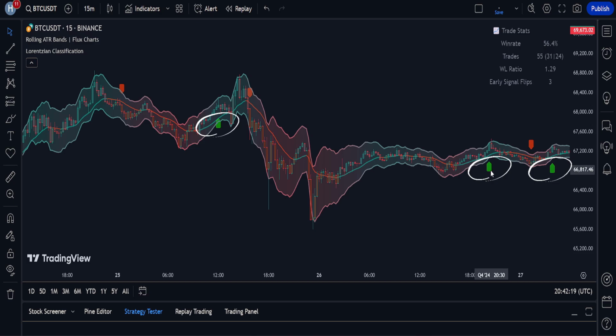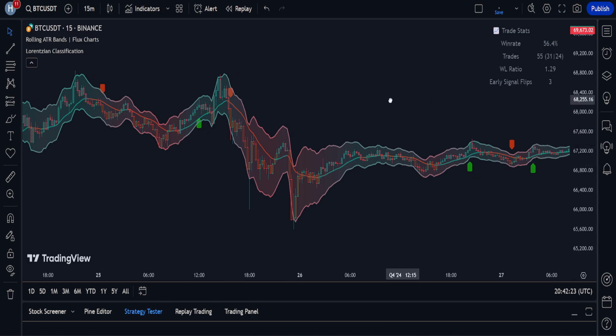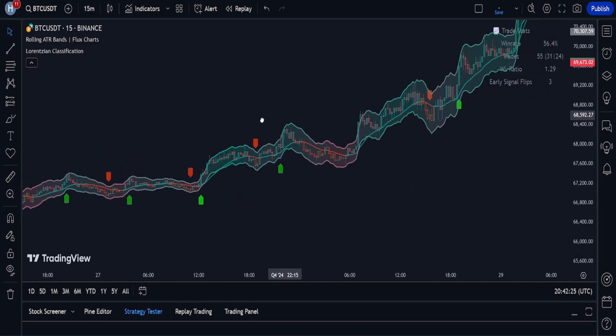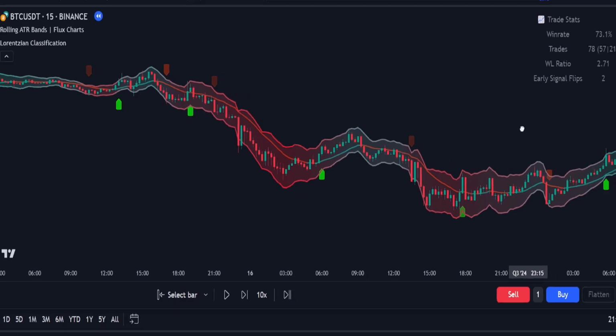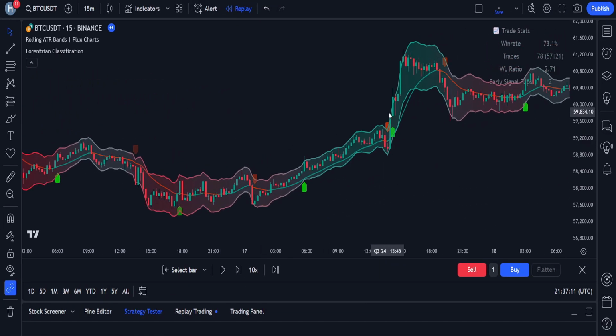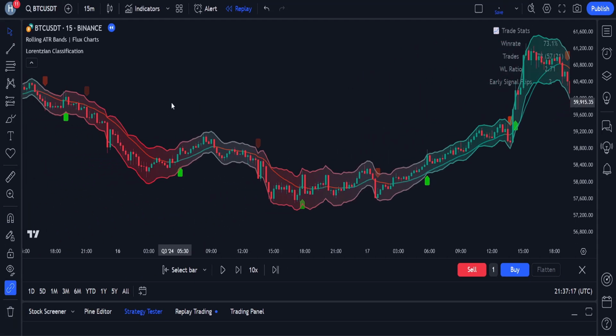The green labels on the trading chart are buy signals, and the red labels are sell signals. Here's how you can use these 2 indicators together in a strategy. If the bands are red, showing a downtrend, and the Lorentzian classification indicator gives you a sell signal, that's a strong sign for a sell trade. Same goes for an uptrend. If the bands are green and you get a buy signal, that's a good confirmation to open a buy position.